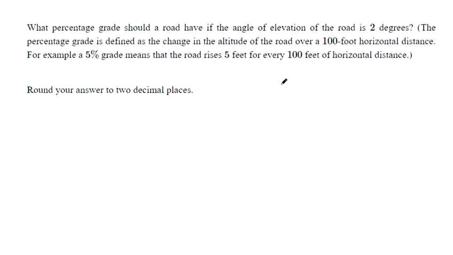They say a 5% grade means that the road rises 5 feet for every 100 feet that we travel, right? So you got a car rising up a road. So if you travel 100 feet, you've gone 5 feet more, like vertically. Okay, so for this one, we're supposed to find the percentage grade if the elevation is 2 degrees.